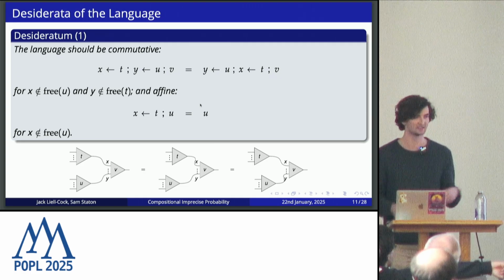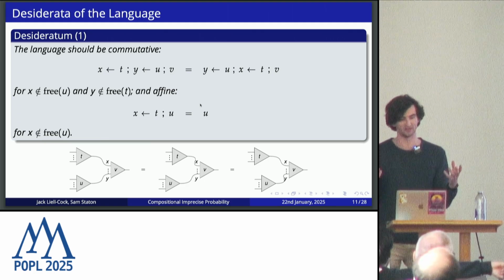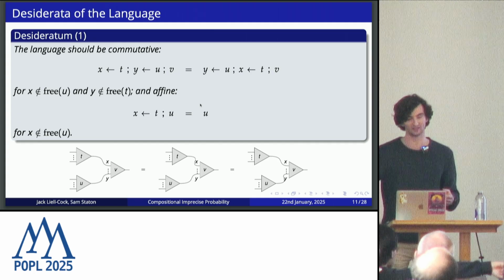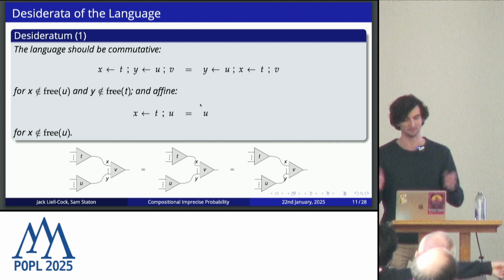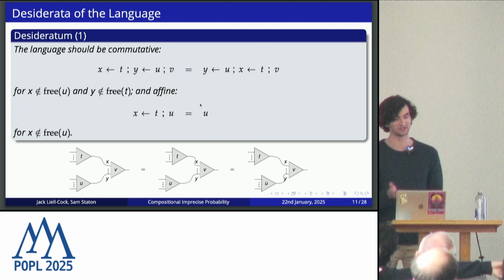So we can think of this as if we pull one ball out of an urn and then a second ball out of an urn without looking at either one, and then we look at them and do some logic, it should be the same as pulling the other ball out first and then that ball because they're completely independent. And the same is also the case with affinity.